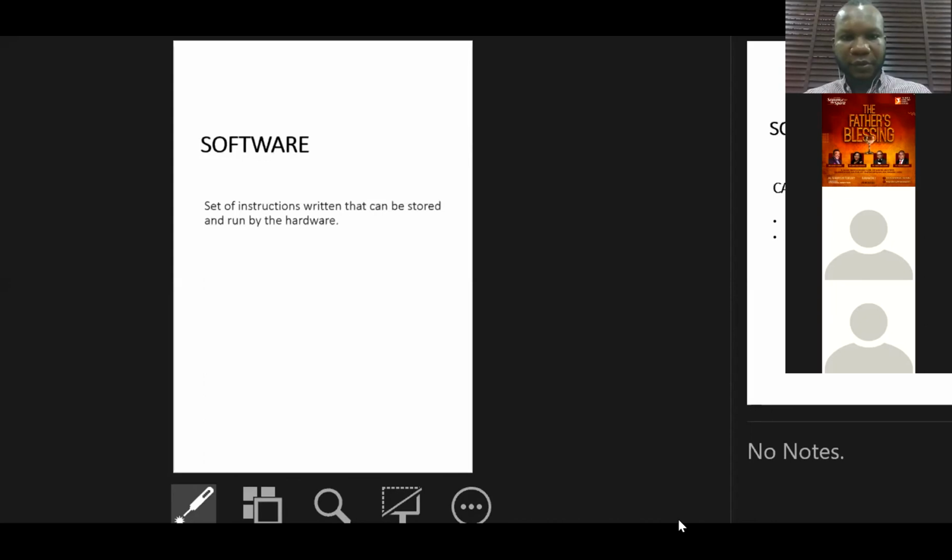Software, a set of instructions written that can be stored and run by the hardware. Very good.